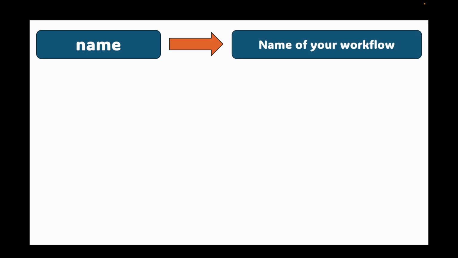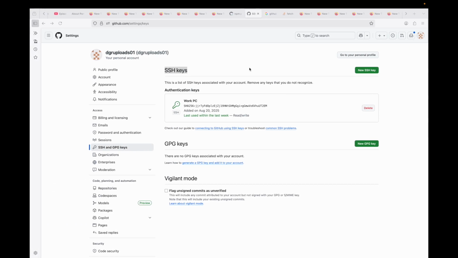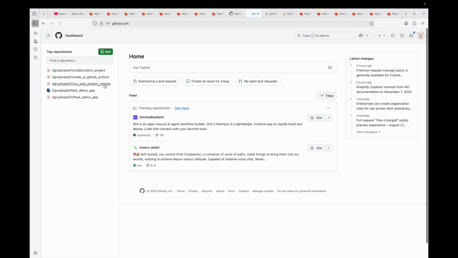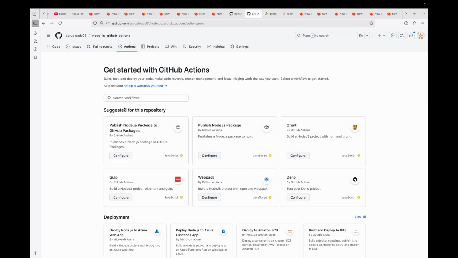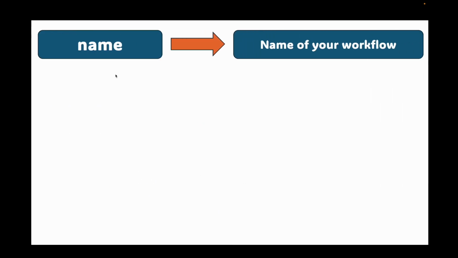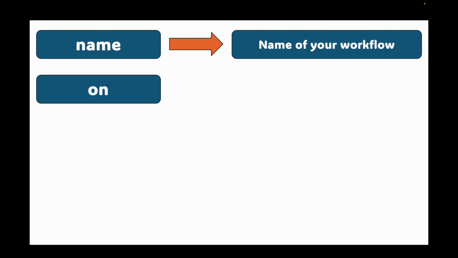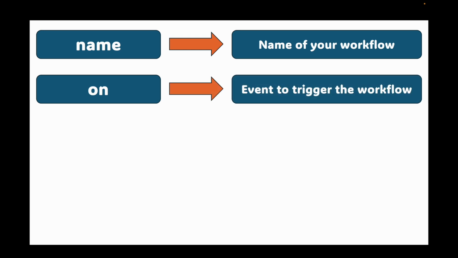Now this is the name of your workflow, and this is what you will see under the actions tab in your repository. So let's say if I go to this repository, so under this actions tab, you will see the name of your workflow with whatever the name you are giving. Then you have the on. Now this can be used to specify the event that will trigger the workflow. Now, some of the common events are push whenever we are pushing our code to a branch, and a pull request whenever we are creating a pull request. So when do you want to trigger this job?